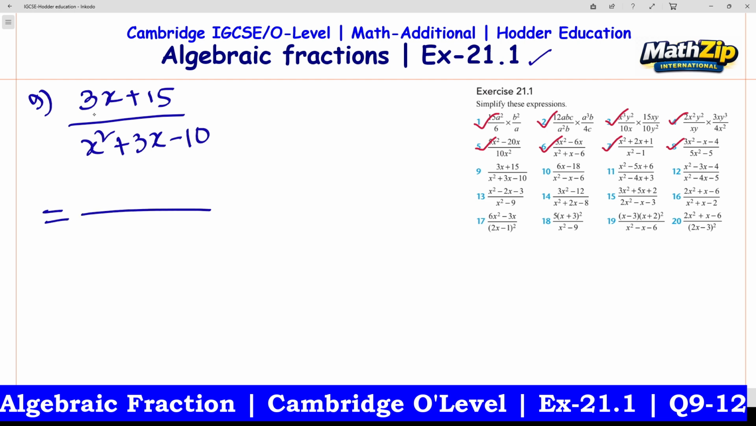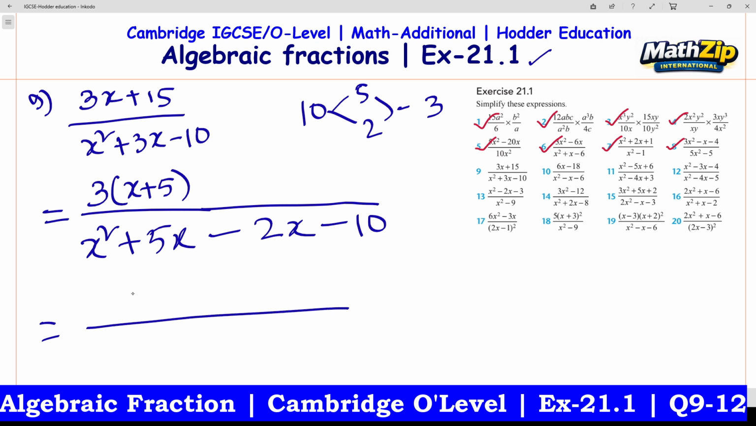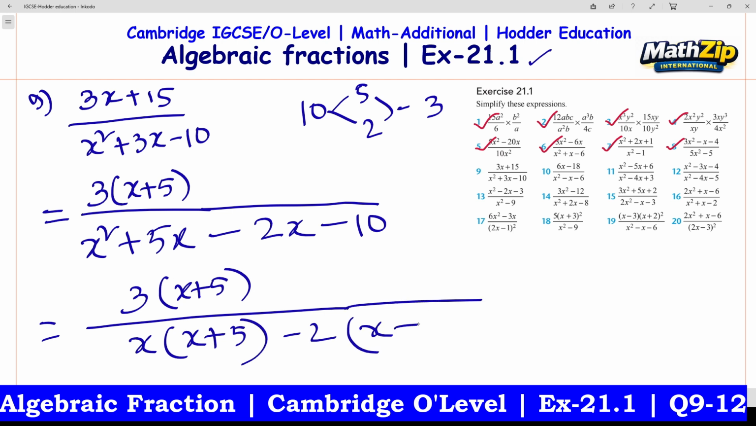In the numerator we can take common 3, so here is 3 times x plus 5. And in the denominator, 10 can be written as 5 times 2, and once you subtract it will be 3. So we can write this as x squared plus 5x minus 2x minus 10, right? So in this case 3 times x plus 5, and we can take common x, so here is x plus 5, minus 2 common, again x plus 5.